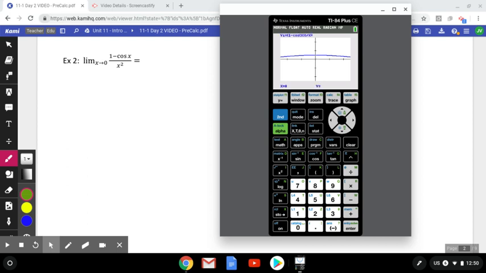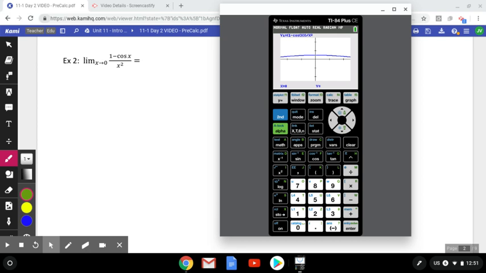If you hit the trace button, you can move left and then also to the right of x being 0. And we've got about 0.49 on each side. And that 0.49 actually gets closer as we get closer to an x value of 0. And we said before, when x is exactly equal to 0, there is no y value. But for a limit, that really doesn't matter.